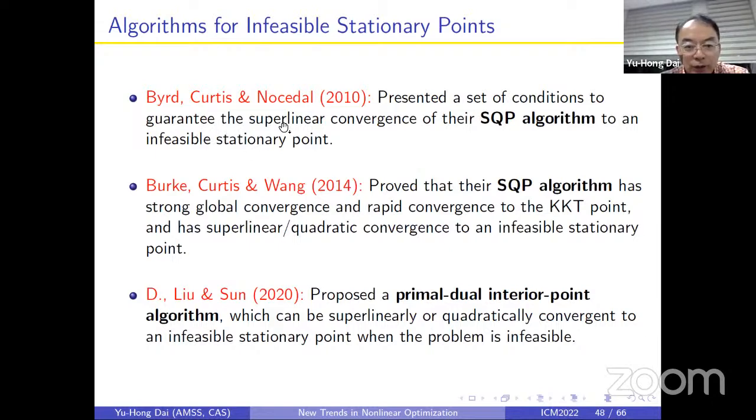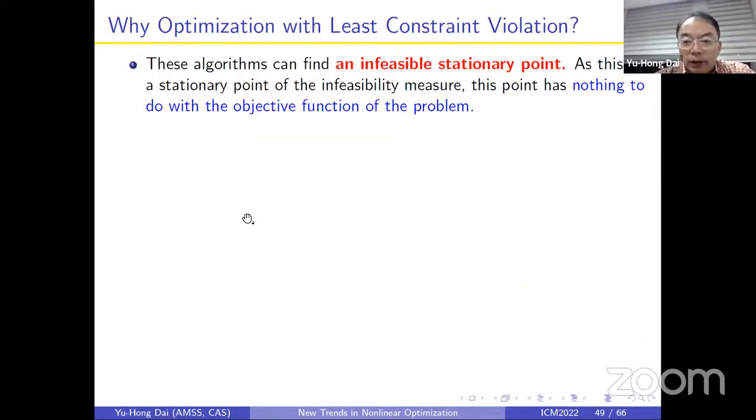Byrd, Curtis, and Nocedal, and Burke, Curtis, and Wang in 2010 and 2014. And I just mentioned our work in 2020. We can also prove some properties related to the infeasible stationary point here. But you see, an infeasible stationary point is just a stationary point over the infeasibility measure. This point has nothing to do with the objective function of the problem.